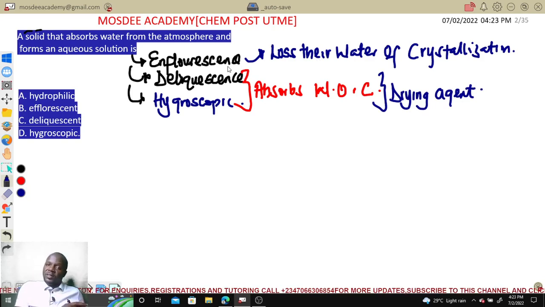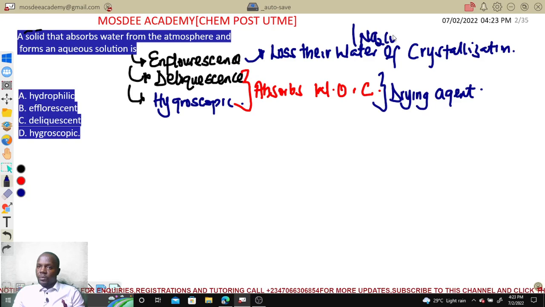Example of efflorescence is your washing soda. It will lose water, then it forms what? Caustic soda. Na2CO3.10H2O, that is washing soda. 10 molecules of water. So when you expose it to air, it reduces to 1, giving you caustic soda. So here we have the deliquescent and hygroscopic as those that can be used as a substitute of drying agent.